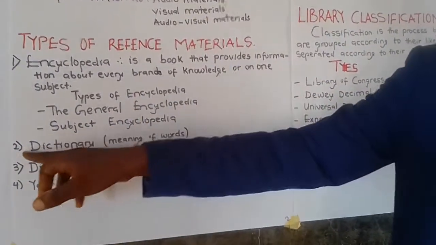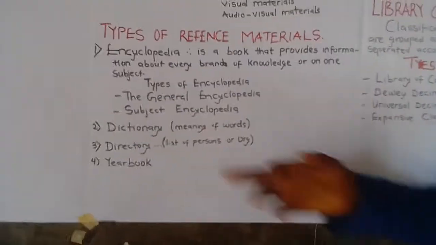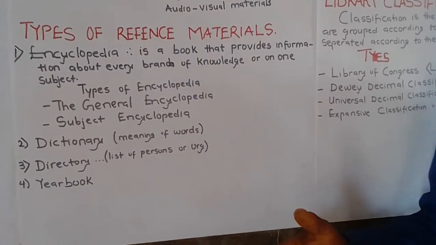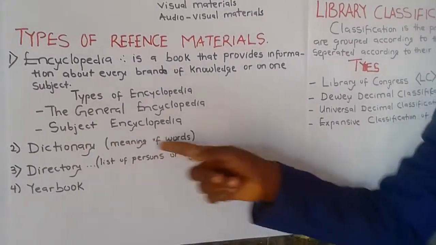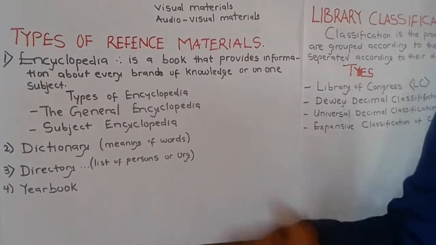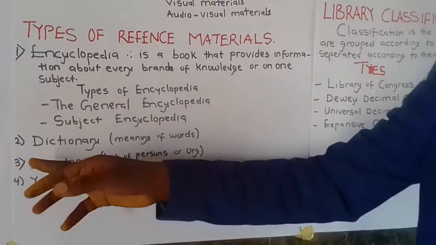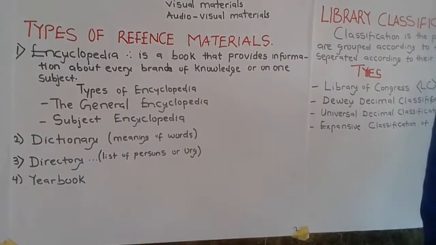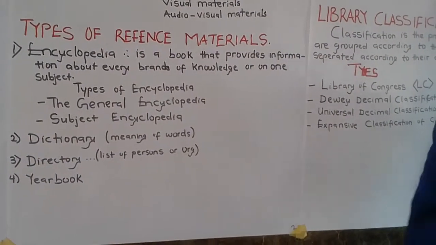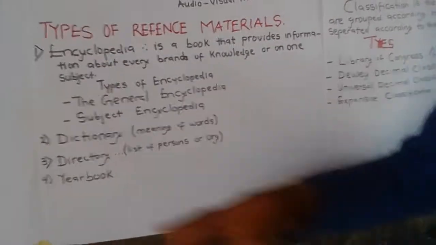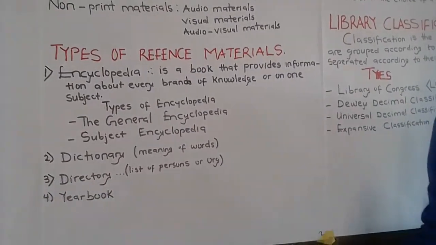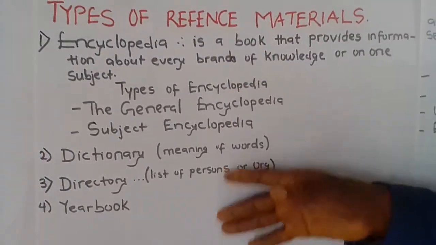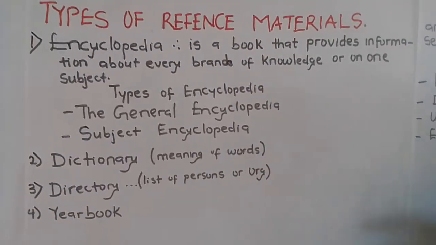Number two type of reference material, dictionary. Dictionary is a book that you use to check meaning, spelling, and the understanding of words. That is dictionary. We have directories. Directory is a book that contains the list of persons and the list of organizations that are arranged in an orderly manner. We have yearbook. Yearbook contains the information from January to December. All these are reference materials that can be found in the library.